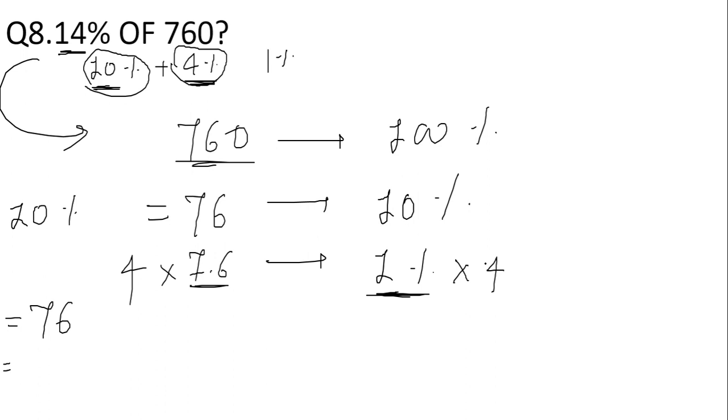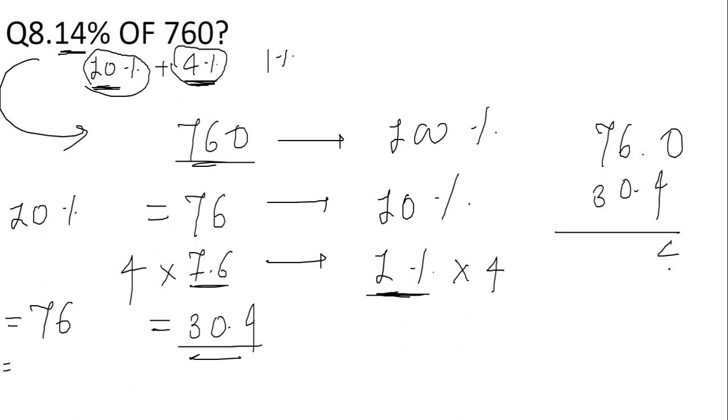So this is going to give me 7.6 into 4. It means 30.4. Just a minute. 76 and 30.4, so add these values. Got it? So 106.4 is the 14% of 760. This is how we will calculate the percentage questions.